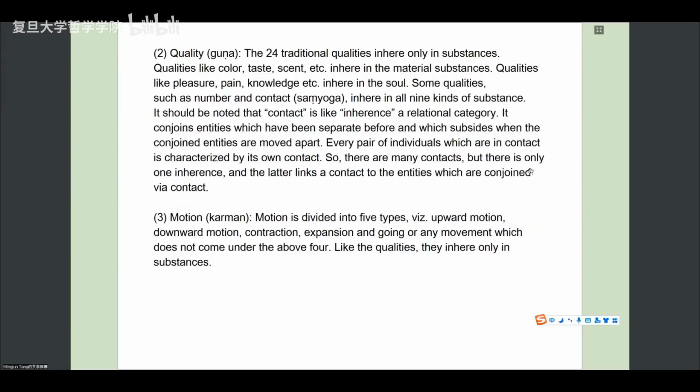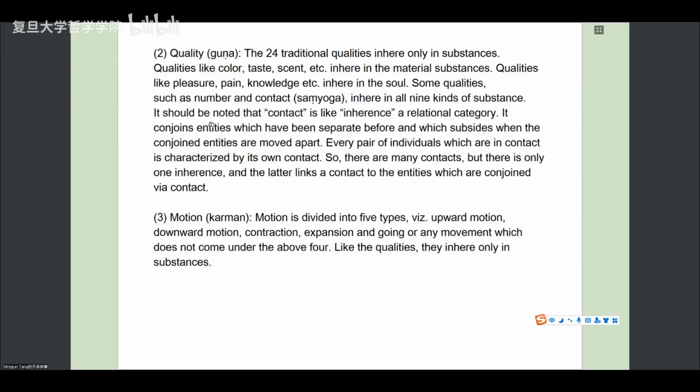We can take the next one. Quality, guna. The 24 traditional qualities inhere only in substances. Qualities like color, taste, scent, and so on inhere in the material substances. Qualities like pleasure, pain, knowledge, and so on inhere in the soul. Some qualities, such as number and contact, yoga, inhere in all 9 kinds of substance.